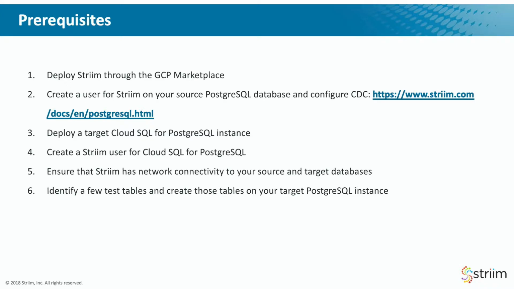Additionally, this is a great time to think about networking. You'll need to be able to connect from Striim to both your source and target databases. We suggest to reach out to your GCP contacts to configure a cloud interconnect or a VPN so that you can connect with private IPs.